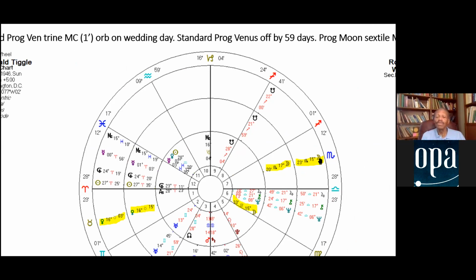In the case of the progress moon, which was sextile my natal moon within 10 minutes of orb, it was off by a couple of degrees using the standard secondary progress method.